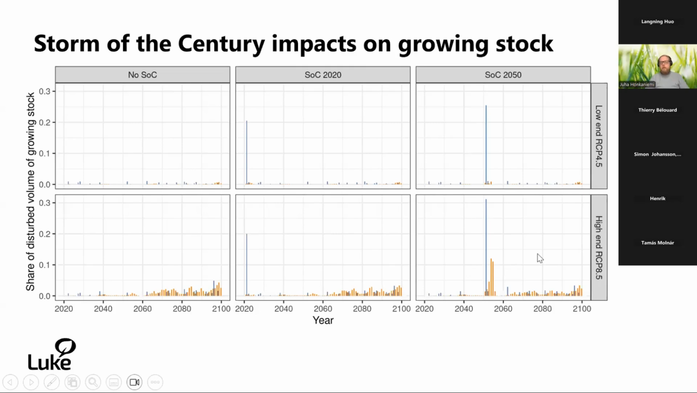So it does matter when this kind of once-in-a-century large-scale disturbance happens in a changing climate. And when they happen in the changing climate might also have interaction effects with other disturbance agents.